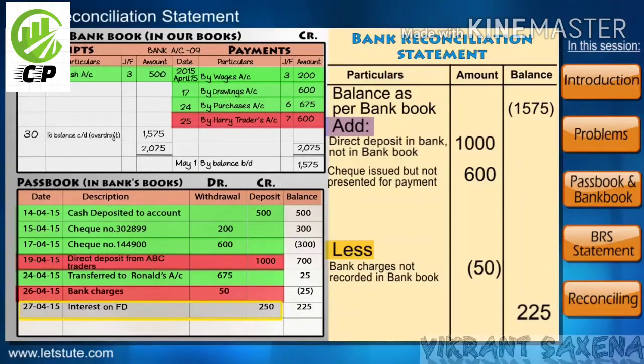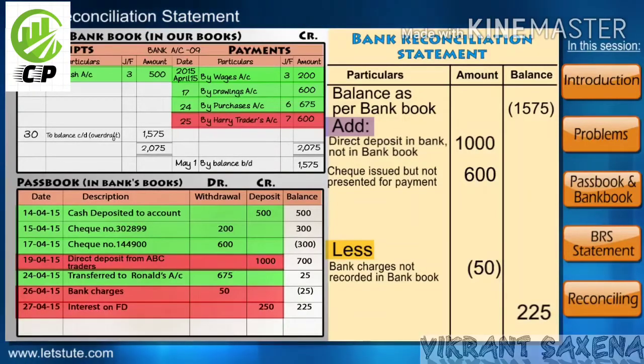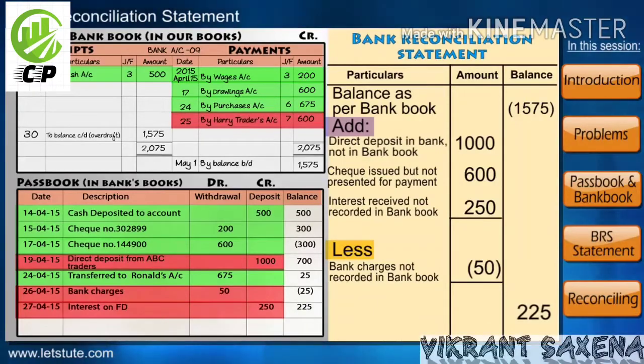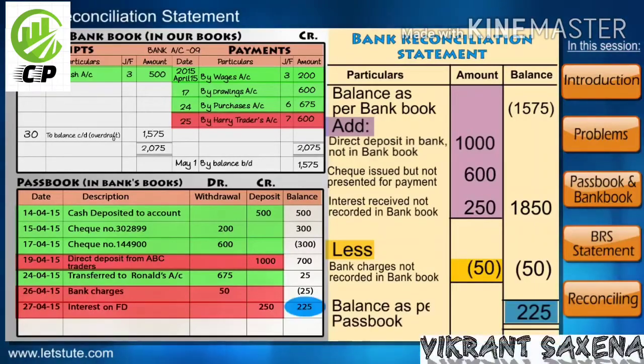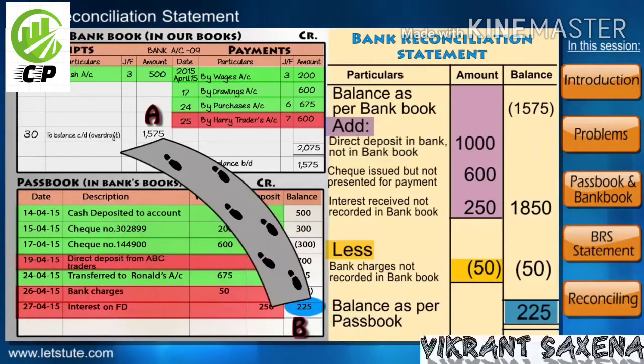On 26th, the bank has directly deposited 250 as an interest on his fixed deposit. So again, after confirming with passbook, we know that the bank balance has increased. So we add this 250. Interest on fixed deposit credited in passbook, not recorded in bank book. Now we can see that we have arrived at our point B. Our balance is 225. So we have reached our desired point, which means our balances have been reconciled with the bank.